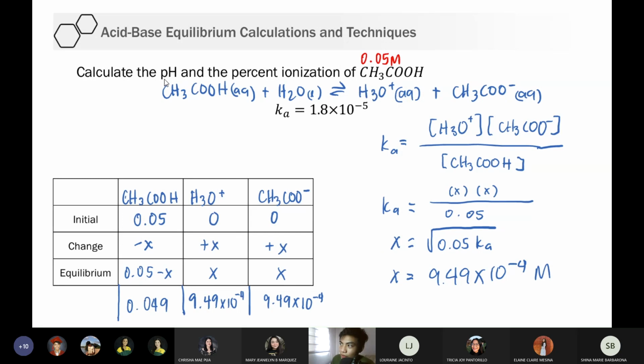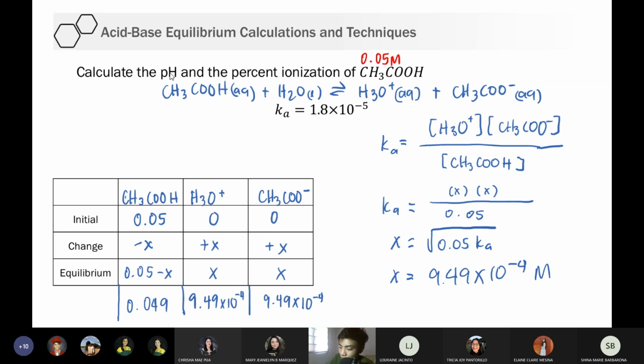How about the pH? Yan yung tinatanong eh. When we say pH, this corresponds to the equilibrium H3O concentration or H plus concentration. Again, the pH corresponds to the equilibrium concentration of your H plus. Hindi yan yung sa acid, sa H plus. Magkaiba yung acid sa H plus, ha? So, ito yung gagamitin natin, itong 9.49 times 10 raised to negative 4.